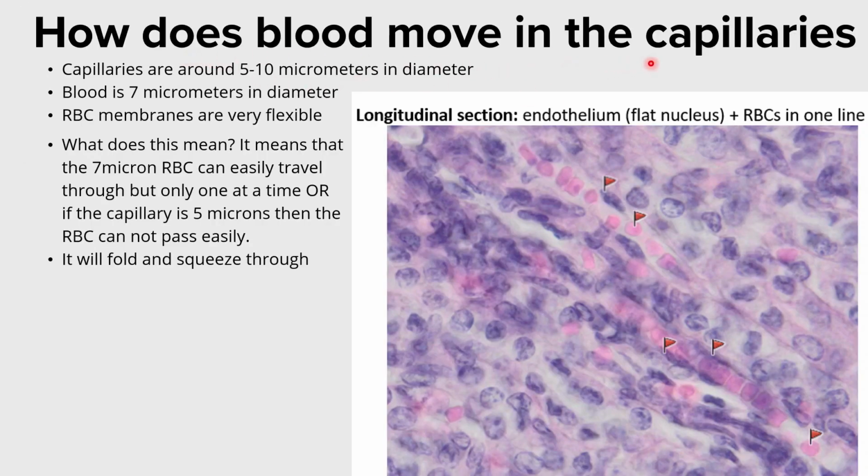Now, how does blood move in the capillaries? Well, capillaries are around 5 to 10 micrometers in diameter. Red blood cells, on the other hand, are 7 micrometers in diameter. Now, RBC membranes are very, very flexible, meaning they can squeeze and go through. So some capillaries can be 5, 6, 7, 8, 9, or 10. So for anything ranging from 10 to 7, the RBCs don't need to squeeze through. But anything below that, the RBCs have to squeeze through. Now, as you can see in this diagram, the RBCs move in one single line. And you can appreciate the flat nucleus of the endothelium in this longitudinal section as well.